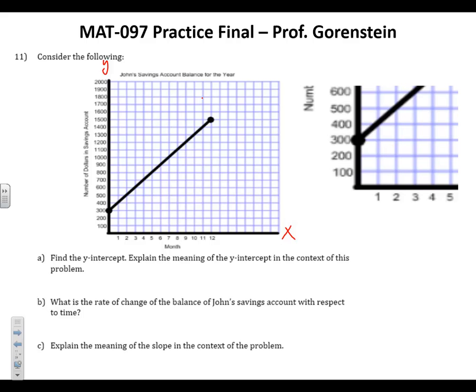So the value in the savings account is changing over time. Part A: find the y-intercept and explain the meaning of the y-intercept in the context of the problem. I took this area of the graph and blew it up over here. Remember, the y-intercept is the point on the y-axis. So this looks like the point 0, 300. That's our y-intercept, (0, 300).